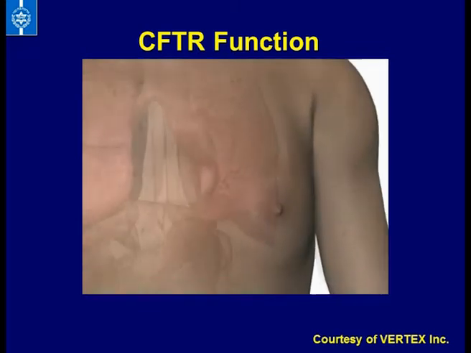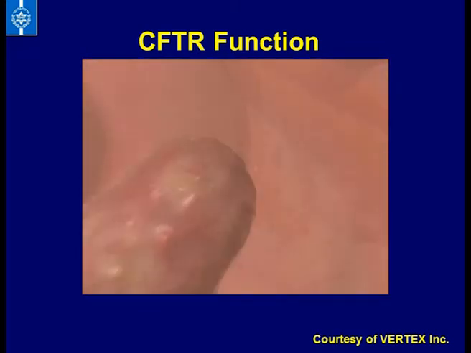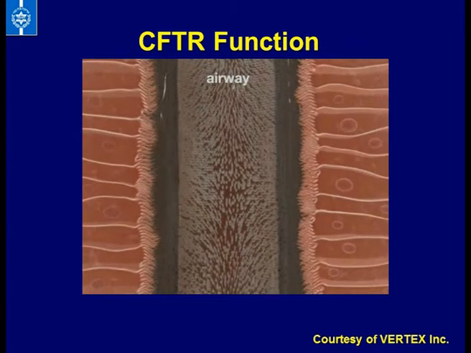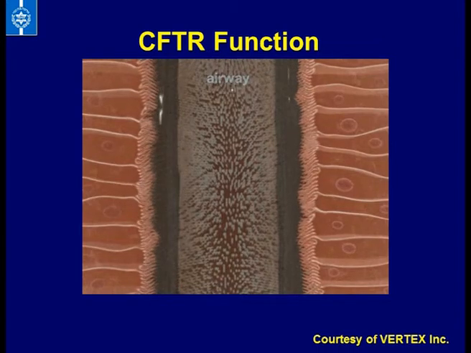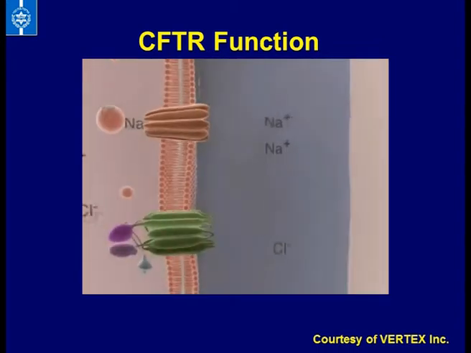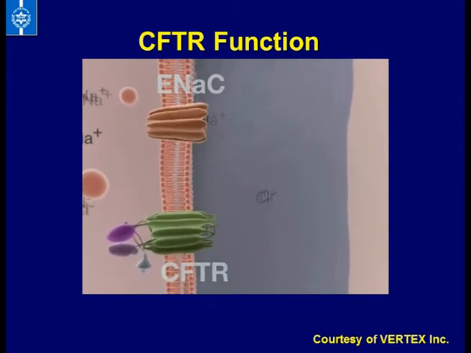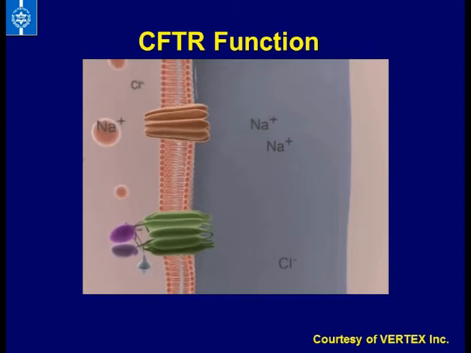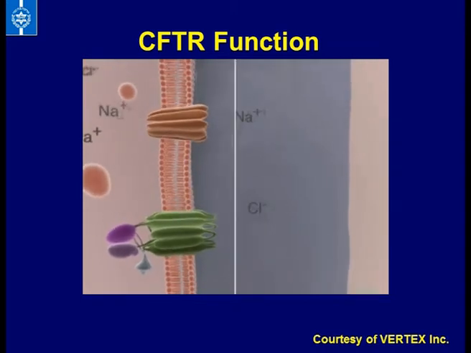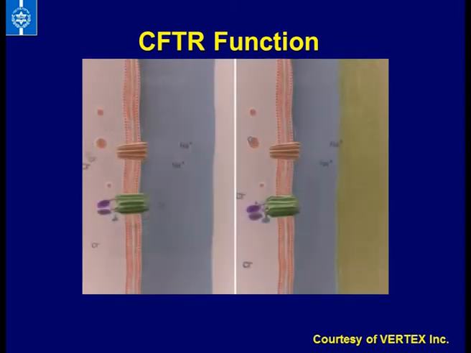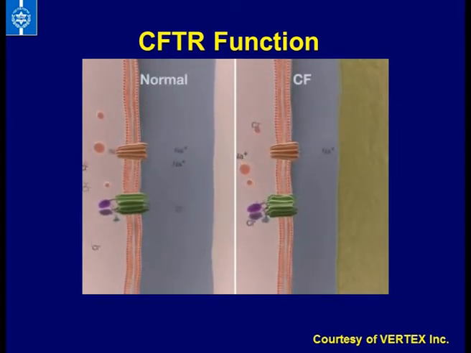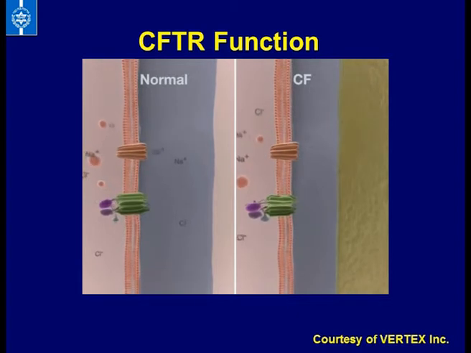In the normal lung, the airway surface liquid, or ASL, supports an environment in which cilia can beat freely and clear mucus that has trapped inhaled particles. Active secretion of chloride via the CFTR channel and absorption of sodium are necessary to regulate the volume of the ASL. In cystic fibrosis, chloride secretion in the airway epithelia via CFTR is either absent or impaired, and sodium is hyperabsorbed.